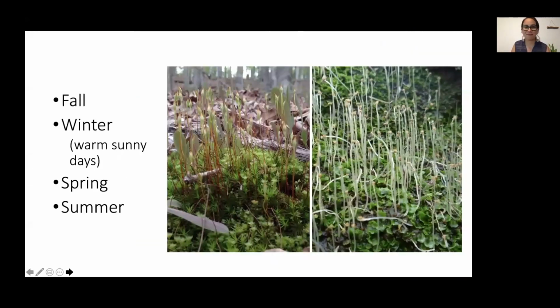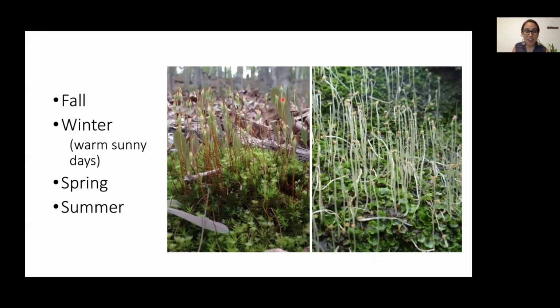Okay, next. The great thing about going during different times of the year is that you can see the reproductive structures. Again, there are sporophytes. In the first image to the left, it's a moss, and those are the sporophytes. You can see the capsule and the seta. The seta is dark. And then at the top end is the capsule, and that's where the spores are going to be.